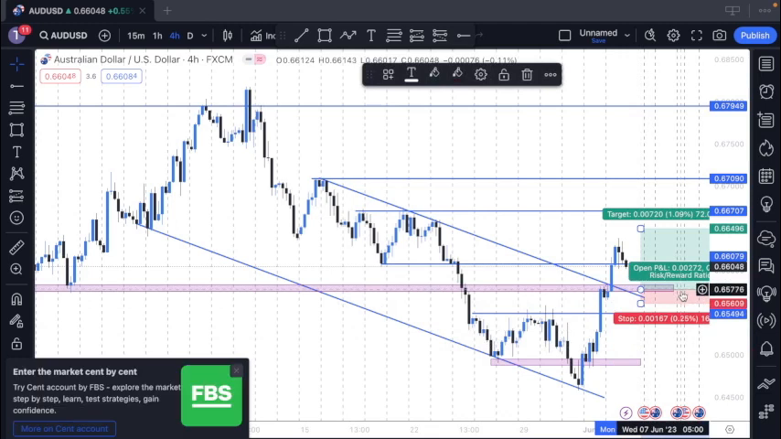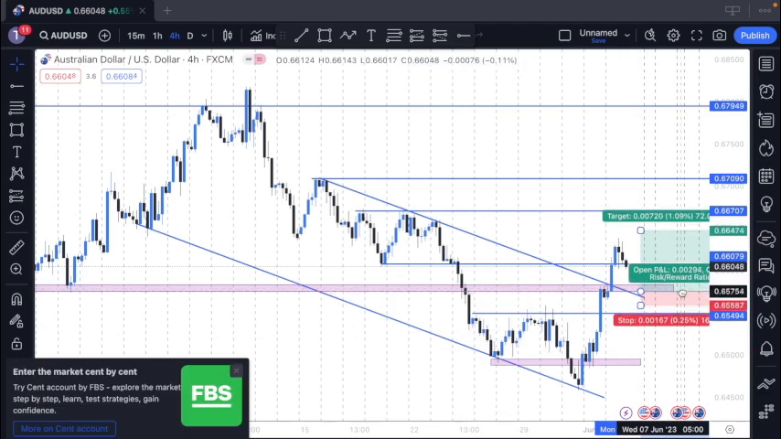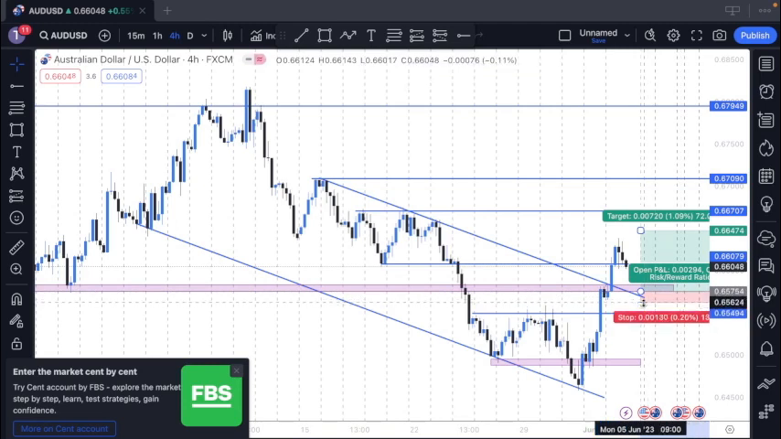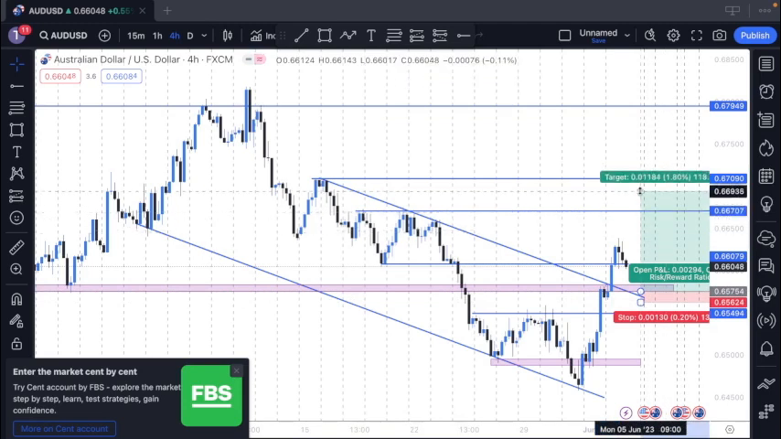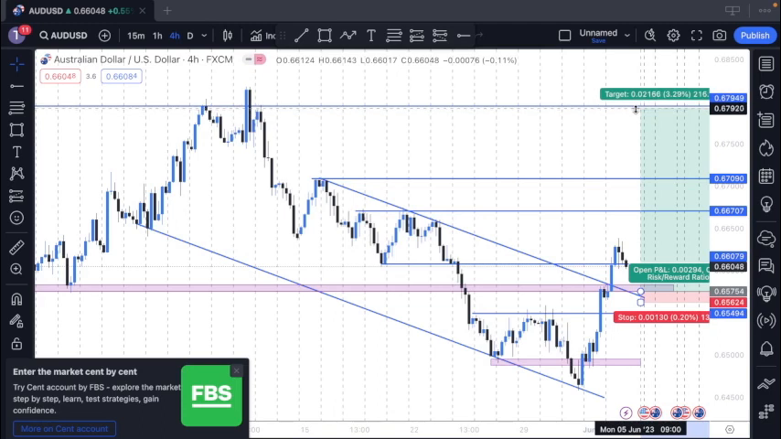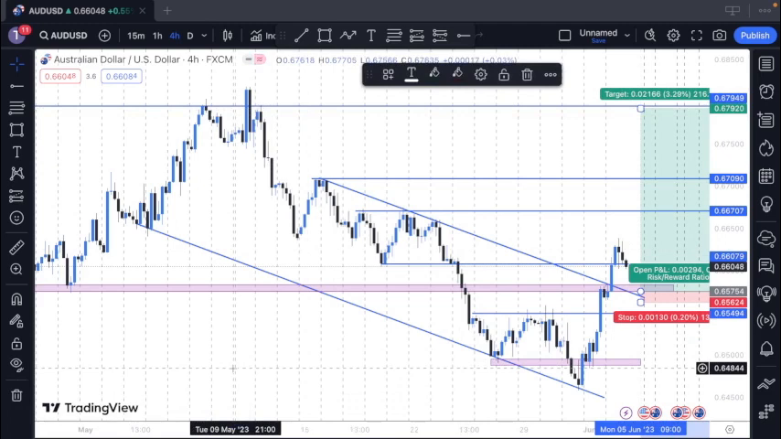In this case, we'll just put our entry right here, stop loss just below here, and then from there, first take profit will be around here, which will also be completing our 90% rule. Second take profit will be around here. So we're trying to make sure that we are maximizing profits and minimizing losses by all means.